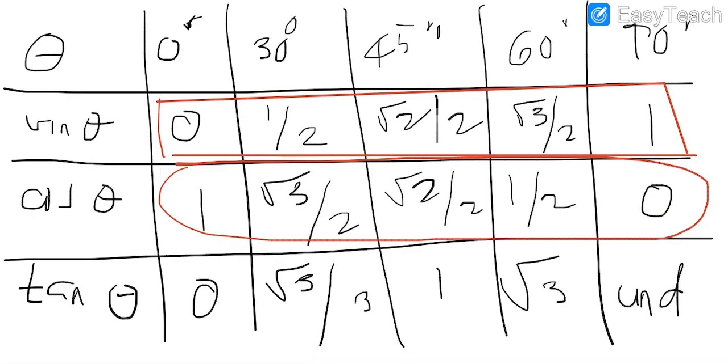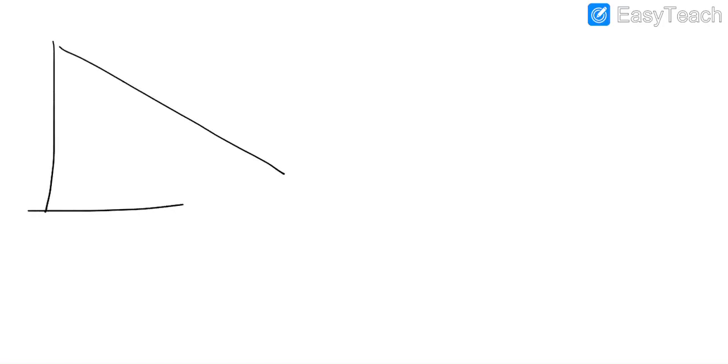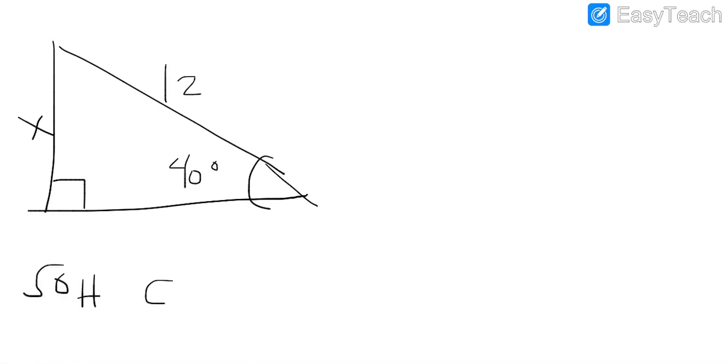Alright, now let's have an example. Suppose we have a triangle here, a right angle triangle. This is our right angle, this is x, and we have a 40 degrees angle here. And this is 12. Now, how do we know whether to use sine, cosine, or tangent? That is by first identifying the given.